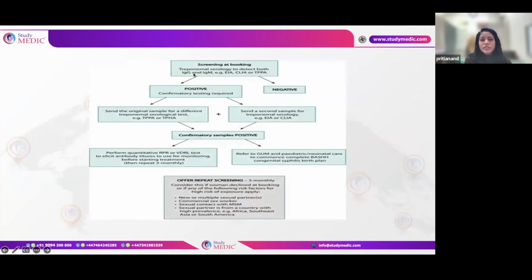For syphilis testing, if the first test, EIA or CLIA, is negative, then you repeat only after 3 months for the high risk category. If they are positive, then you need to do a confirmatory test. On the same sample, you will do a different test, that is TPPA and TPHA, and you will take another sample and repeat the first test. So EIA and CLIA are repeated on the second sample. Once these are positive, the patient will undergo the quantitative test, that is RPR or VDRL. And if she is pregnant, then you involve everybody, the gum clinic, the pediatrician, and make a syphilis birth plan.